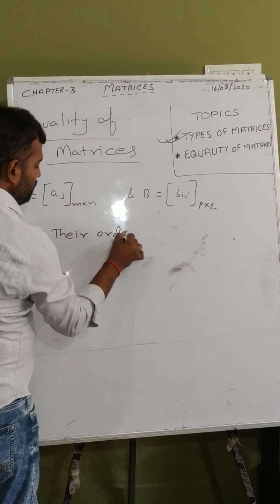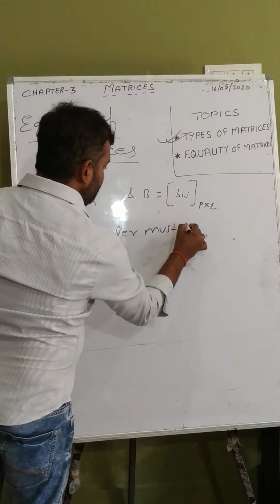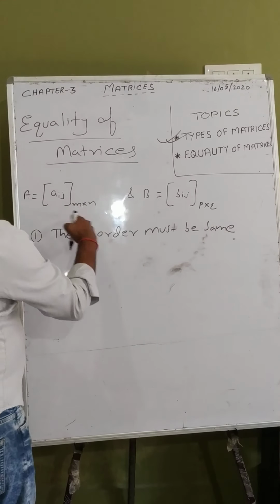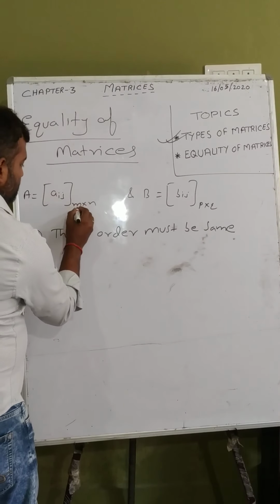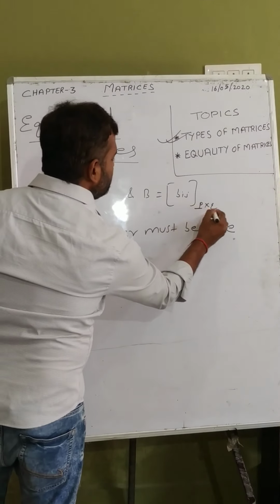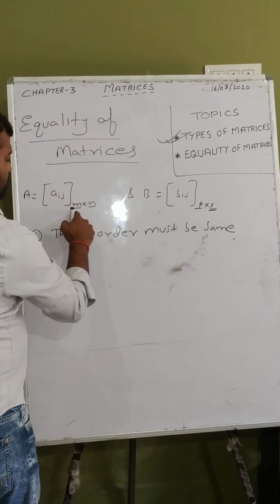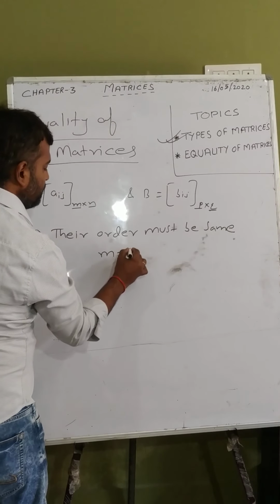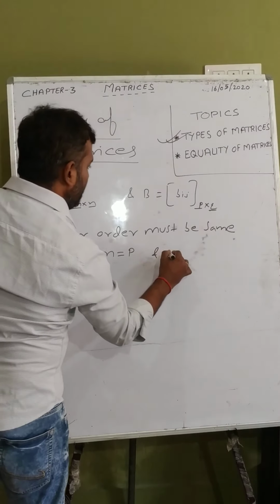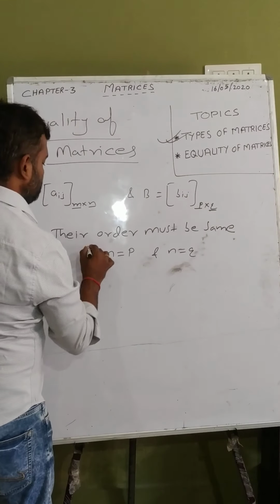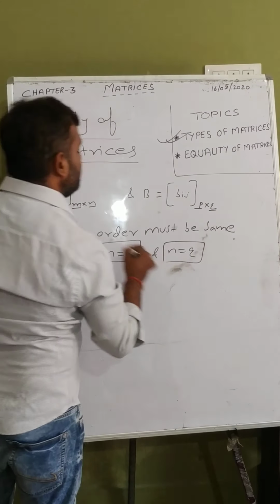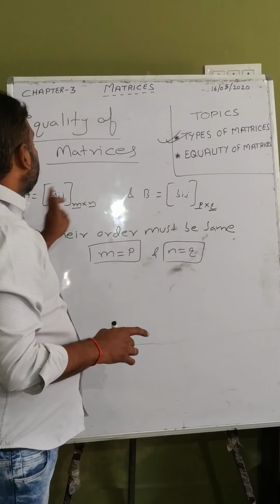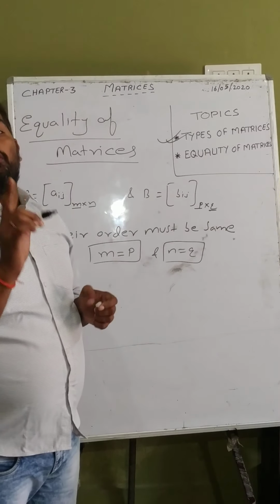Their order must be same. It means that this is the row, this is the column, this is the row, this is the column. Then row and row must be same. What is the meaning here? m must be equal to p and n must be equal to q. If their orders are same, then only can we say that the two matrices can be equal.